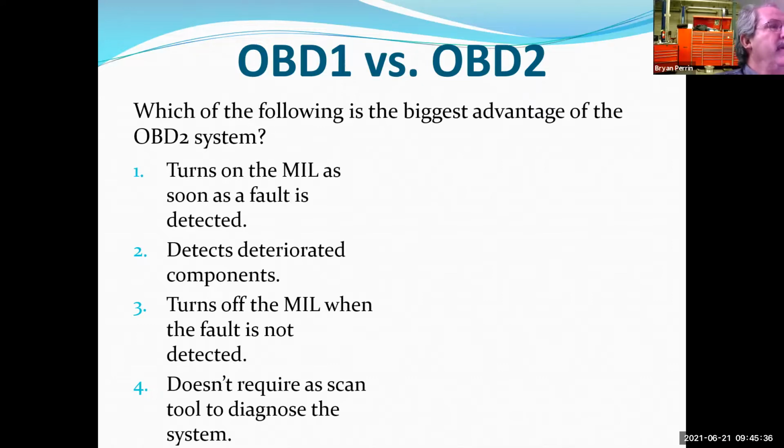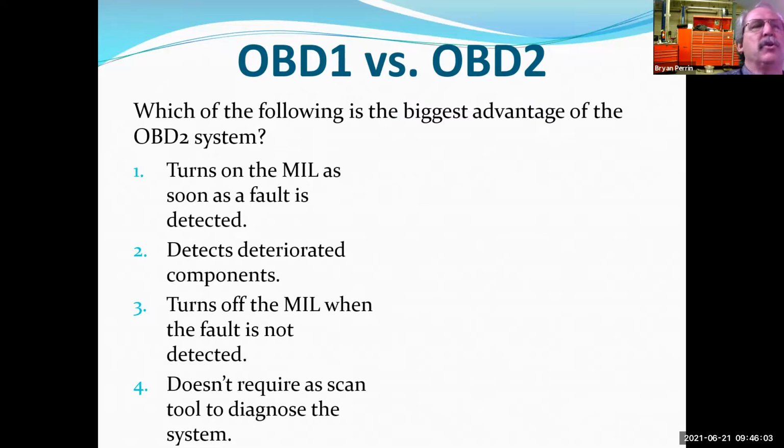Number 1 turns on the MIL as soon as the fault is detected. Well, OBD2 doesn't do that. OBD1 did that. That was one of the problems with OBD1. Vivian sent me the correct answer in the text. Number 2, it detects deteriorated components. Remember, OBD1 was either it's completely broken or it's fine. OBD2 detects things as they fail.